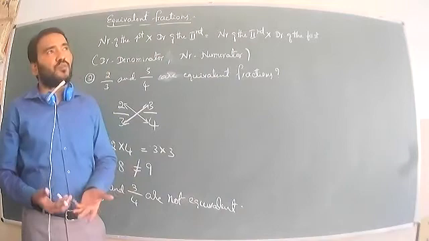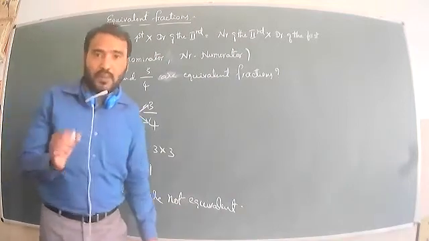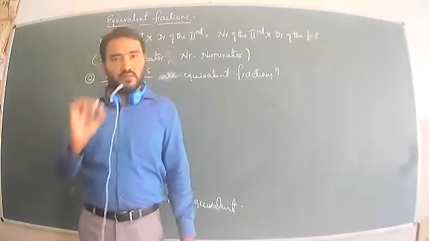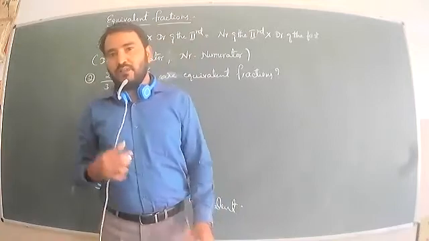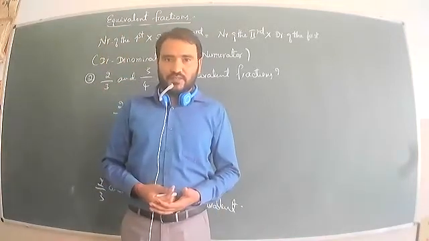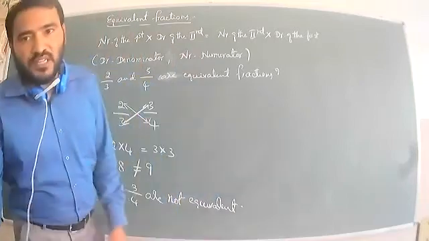So there is one best idea. We have to multiply the numerator and the denominator by the same number. Then we get the equivalent fractions. Let us now go back to building the equivalent fractions.